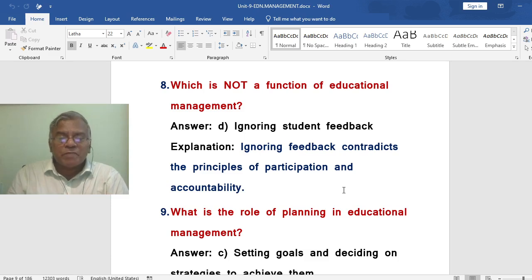Which of these is not a function of educational management? Ignoring student feedback. No, that is not a function of educational management. The feedback of the student is very important for formulating principles, even bringing discipline, everything. So ignoring student feedback is not a function of educational management. Ignoring feedback contradicts the principles of participation and accountability.